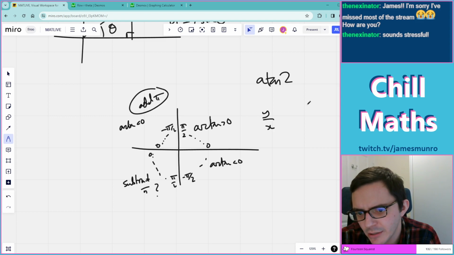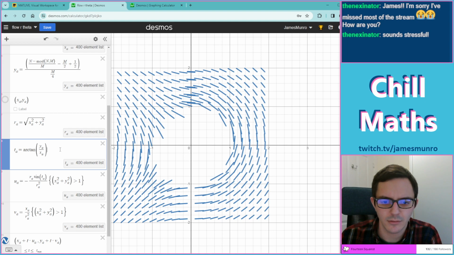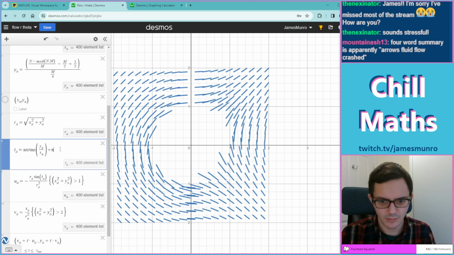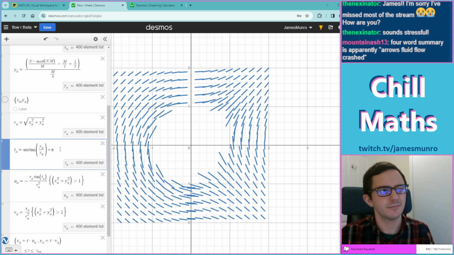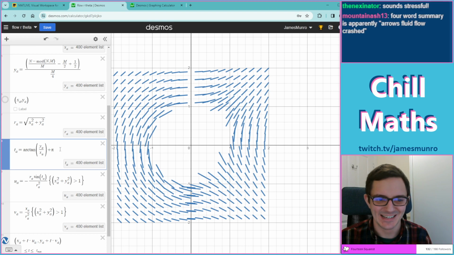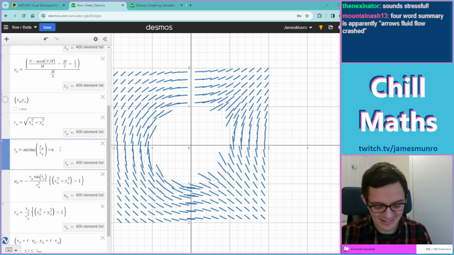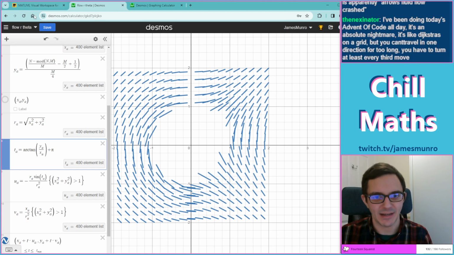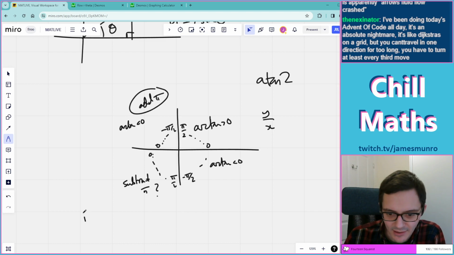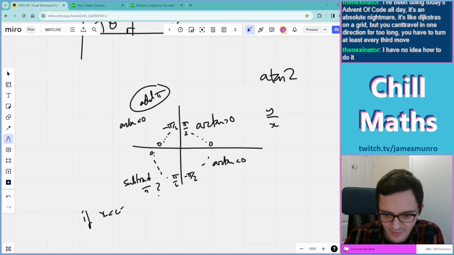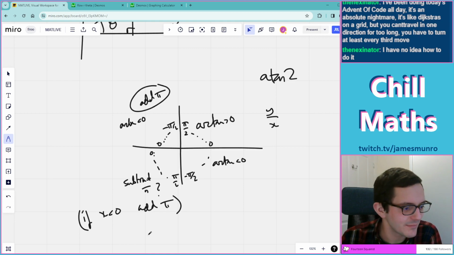Can I just add pi on the left? Yeah, I think I just want to add pi on the left. So add pi if the sign is... Oh, this is clumsy. This is really clumsy. So add pi if the sign of x... If x is negative, add pi is my little fix.